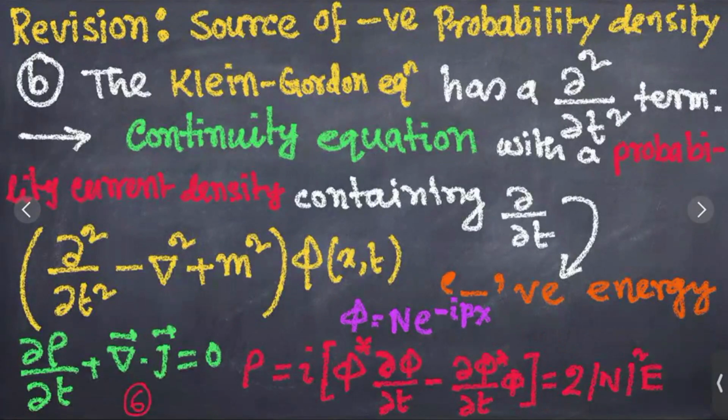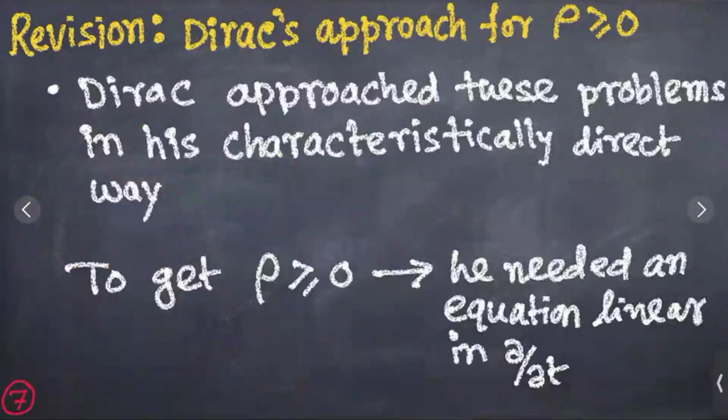We see the probability density in the Klein-Gordon equation becomes negative because of this time derivative. So what Dirac postulated, knowing this is the source of the problem, was to tackle it directly. We need a positive probability density, and as we know, the negativity happened because of this del square del t square. Let's try to construct an equation where the del t is linear.